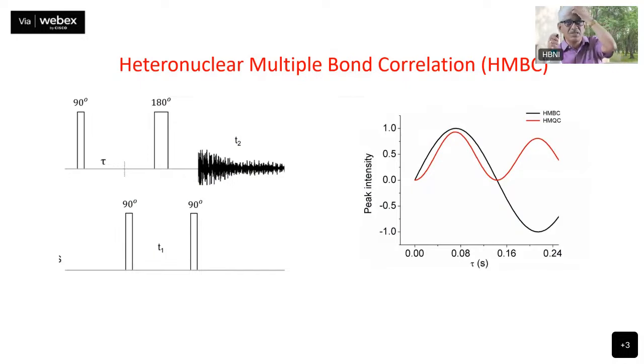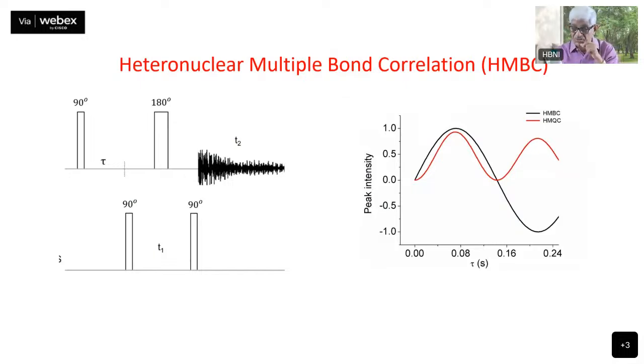Here the tau period can become very, very long, because the one bond coupling is like 100 to 150 hertz, depending upon what nucleus you are talking about. If you are talking about proton to nitrogen-15, it is about 100 hertz. For proton to carbon-13, it can be 140 to 160 hertz. But for multiple bond correlation, the two bond proton to carbon-13 coupling can be very small, about 10 hertz or even less. In that case, tau is equal to 1 by 2J, that is what you have to give. So of course it has to become a very long time delay.